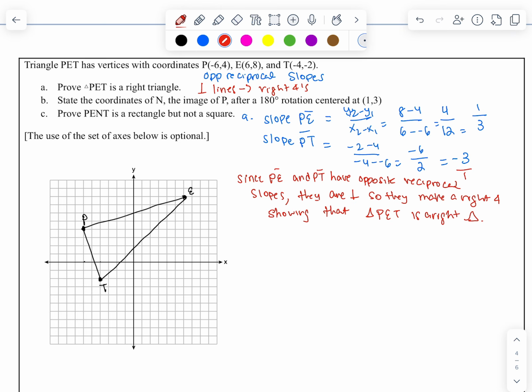Now it says to state the coordinates of N, which is the image of point P after a 180-degree rotation centered at the point 1, 3. So let me dot that point. 1, 1, 2, 3. And we're rotating P.